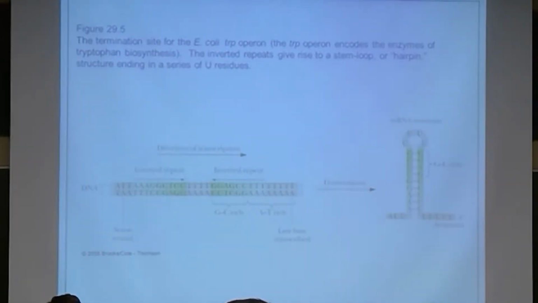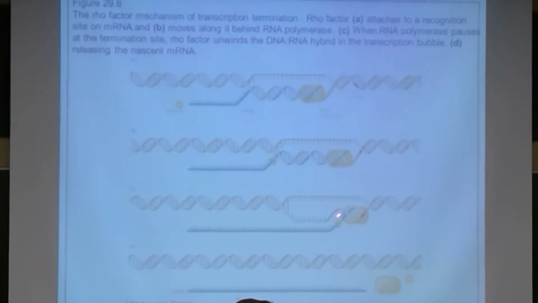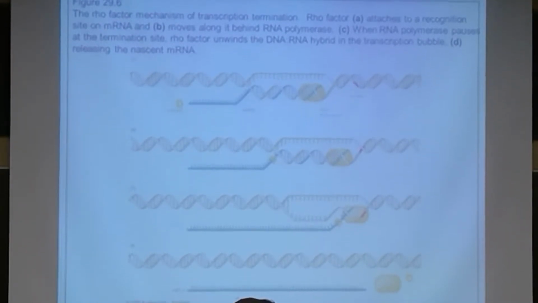This is your transcription termination using the termination sequence. This is your transcription bubble, and the factor associated, running with RNA polymerase to find the transcription termination site. Not sigma factor, rho, correct?